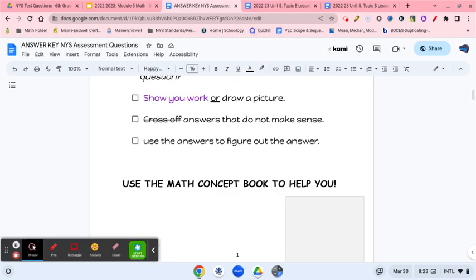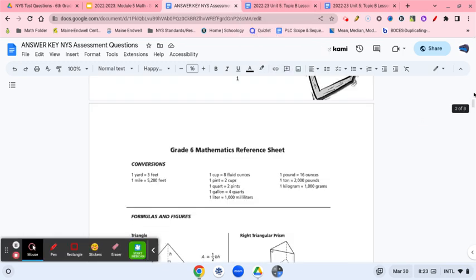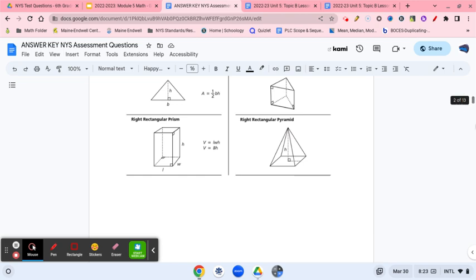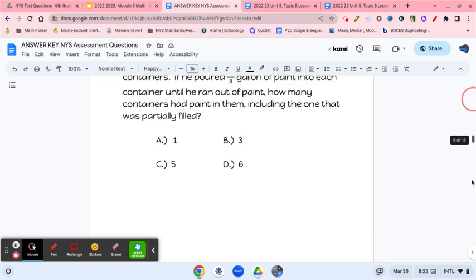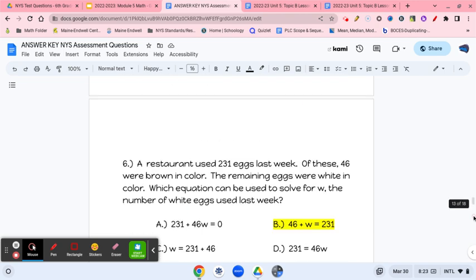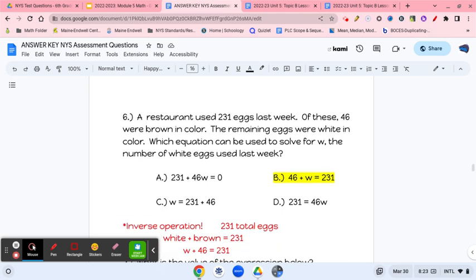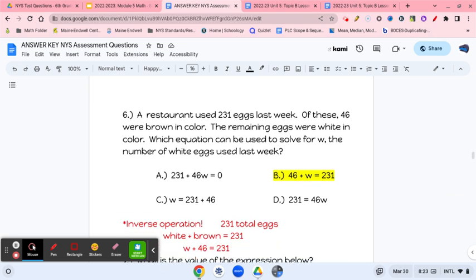So I am looking at, or I thought I was, page 13. Bear with me. Okay. Here is page 13. It says, a restaurant used 231 eggs last week. Of these, 46 were brown in color. The remaining eggs were white in color. Which equation can be used to solve for W, the number of white eggs used last week?